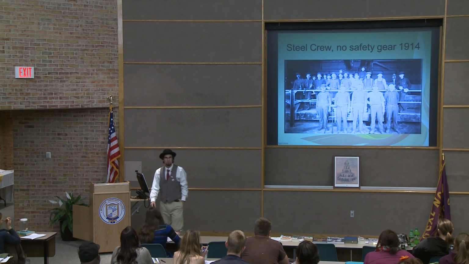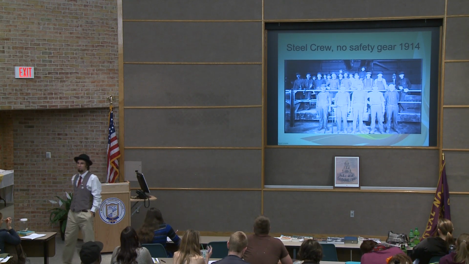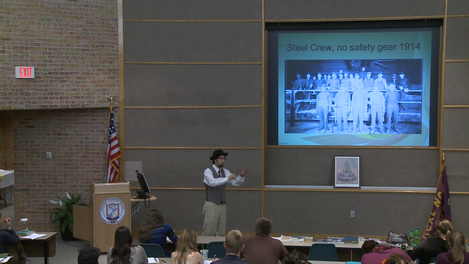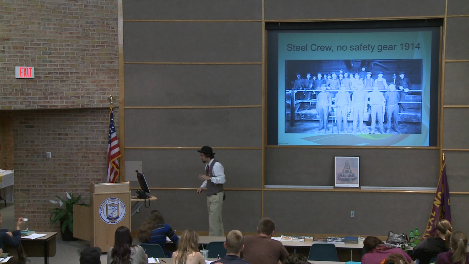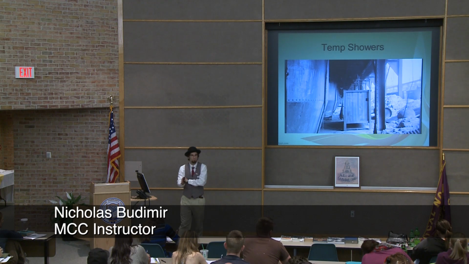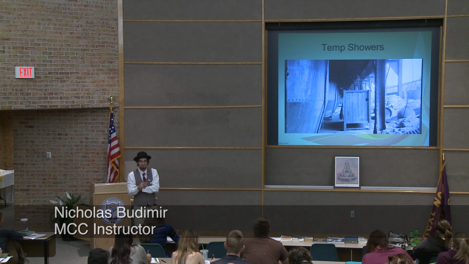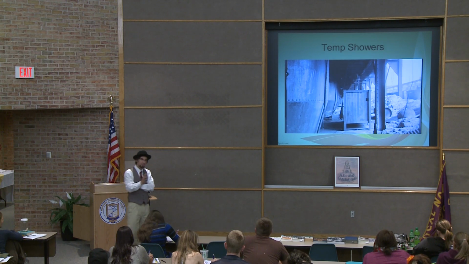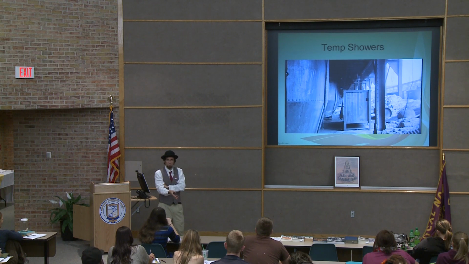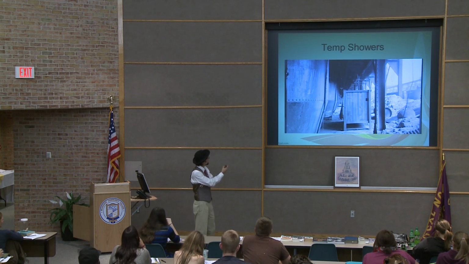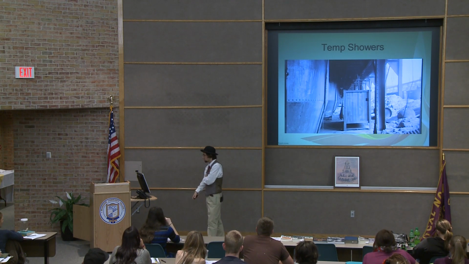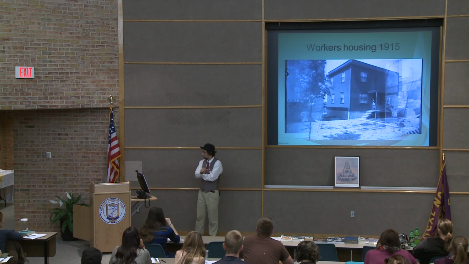Here's a steel crew. In 1914, they had none of the safety gear that we know about today. None of these asbestos gloves or anything like that. Very, very meager safety gear at this period of time. There were no shower facilities. Right? Steel is an extremely hot and dangerous activity to work around in the heat. There were just temporary showers, sort of shoddily constructed showers. It took another 10 years to get permanent showers there.